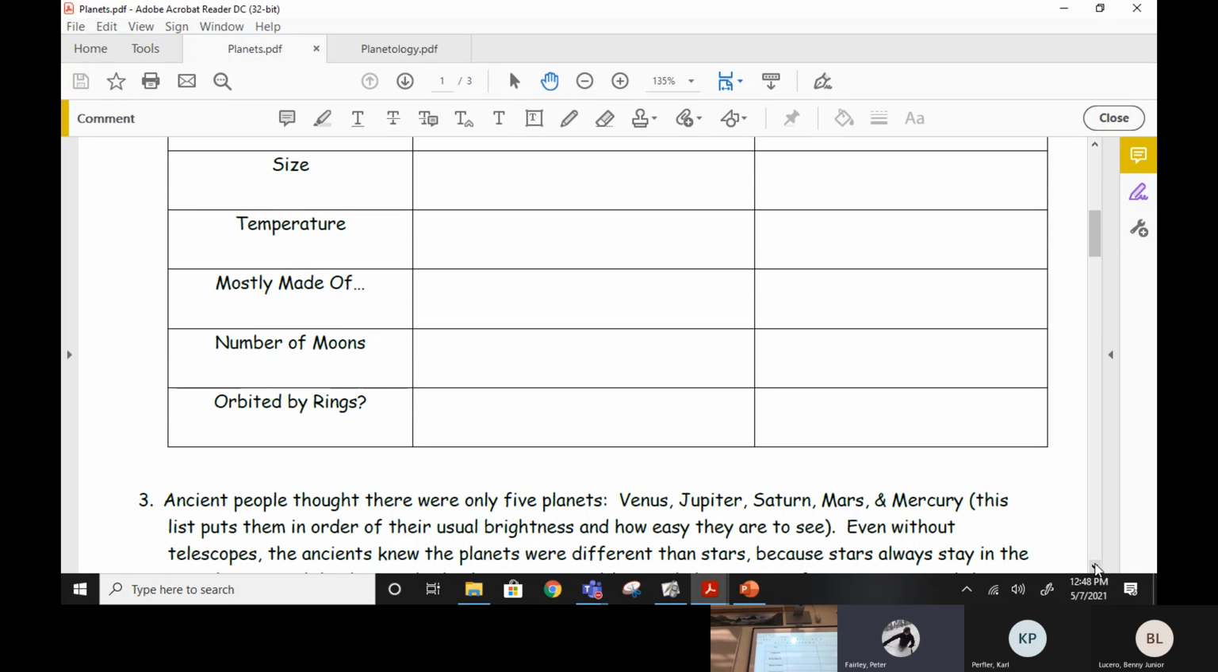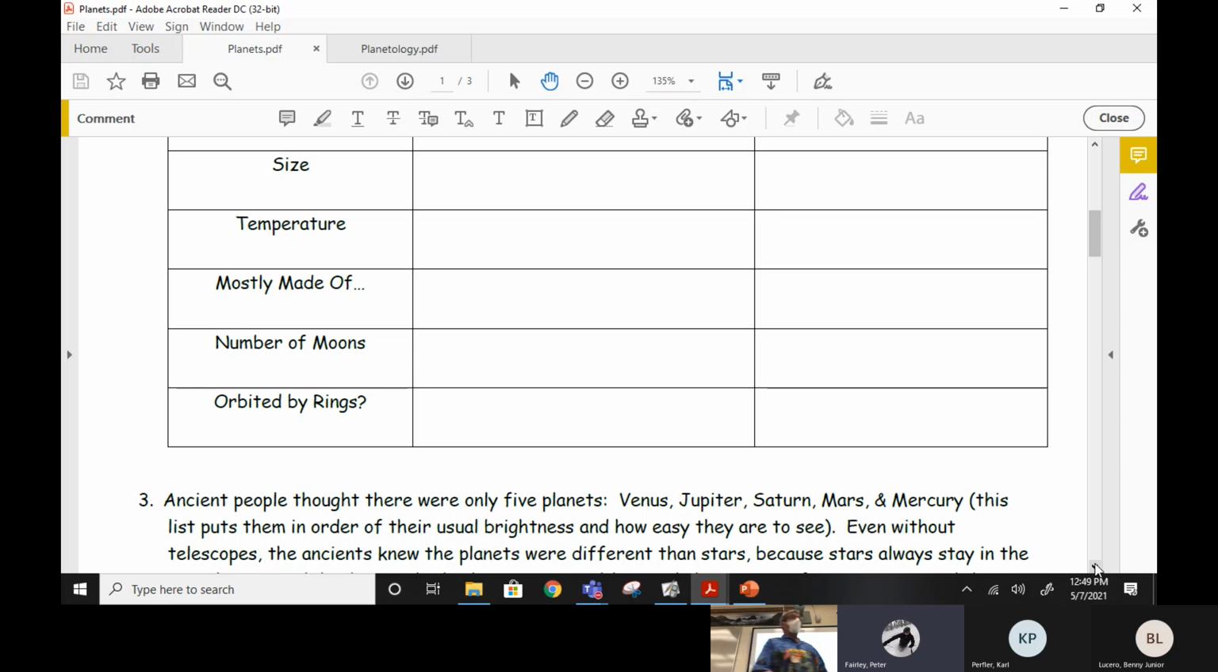Do any of the inner planets have rings? No. So none of the inner planets have rings. And actually, all of the outer planets have rings. The biggest ring system, of course, is on Saturn, but the other planets also have small rings that we didn't even know they were there until we flew spacecraft over there.